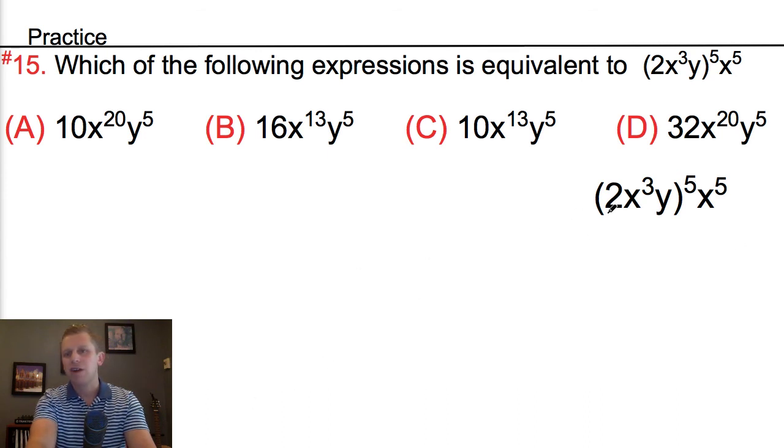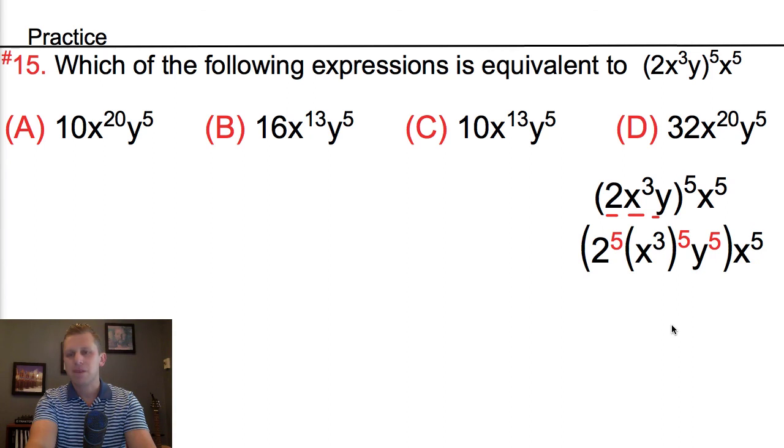Every piece in the product, that is. The 2, the x cubed, and the y. When I do that, it should look like this. Okay, 2 to the fifth is 32. It's 2 times 2 times 2 times 2 times 2. A power to a power means multiply. 3 times 5, 15. And y just got the fifth. There was maybe a 1 there. It became y to the fifth.